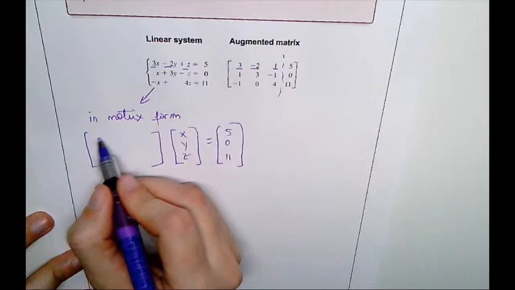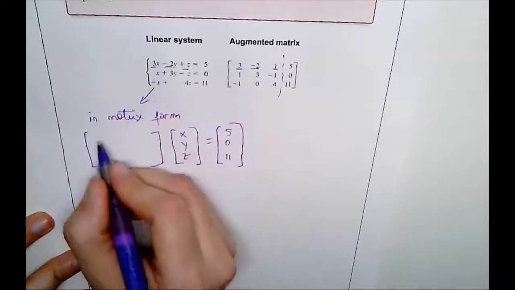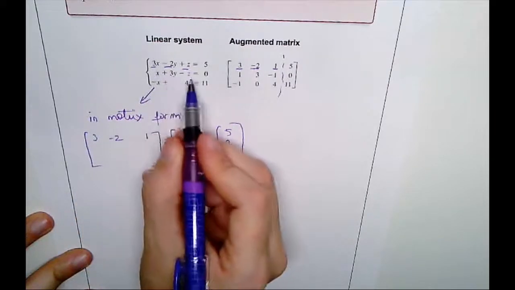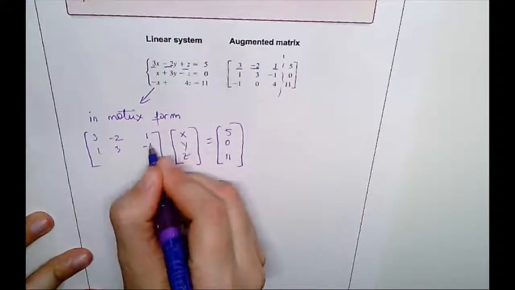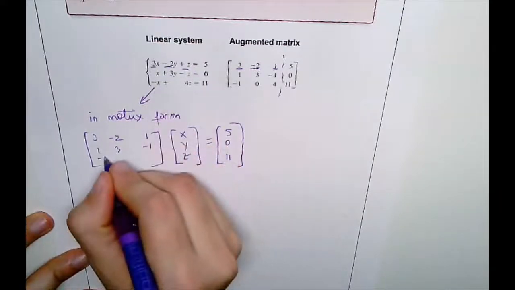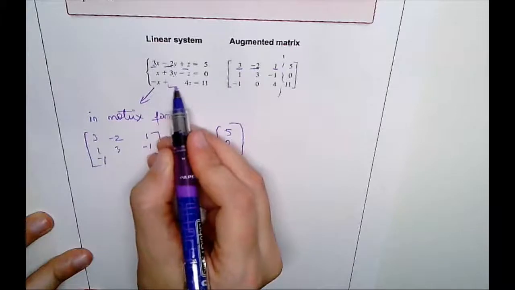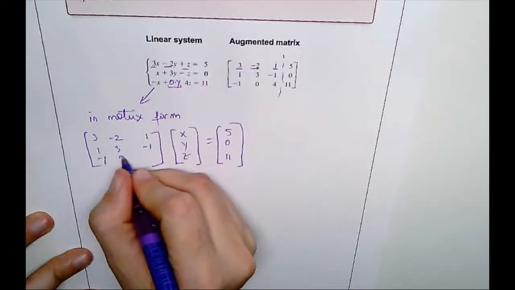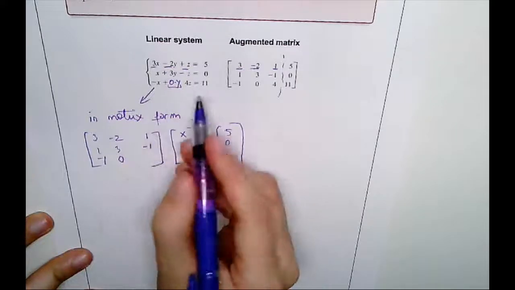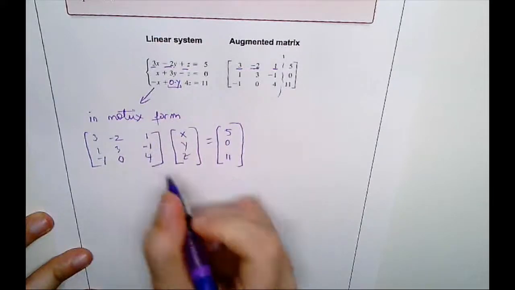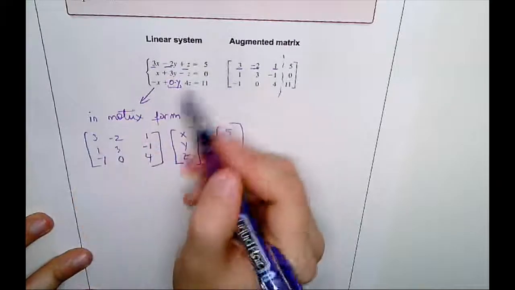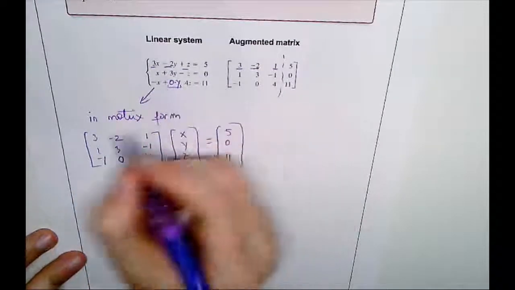So then in here, it's just going to go the matrix of coefficients. So 3, -2, 1, and then 1, 3, and -1. And then -1 for x. Notice I don't have a y term in here, so I can think about it as 0 times y. So this is a 0 here. And then 4 for z. So this is the system in matrix form.